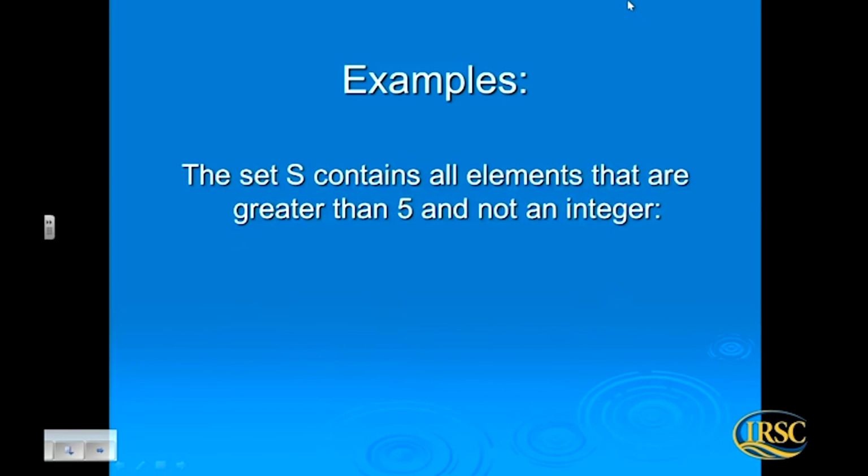So see if you can write this set in set builder notation. Okay, so this is not on your handout again, just another example. So the set S contains all elements that are greater than 5 and not an integer.